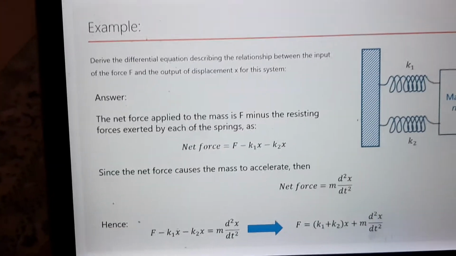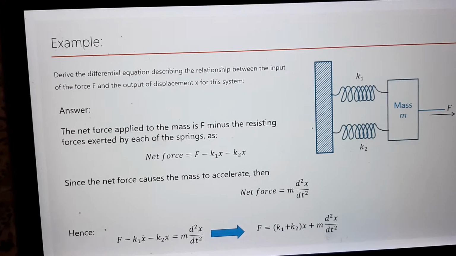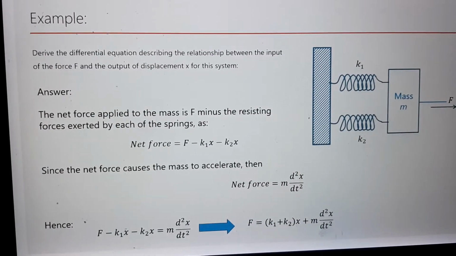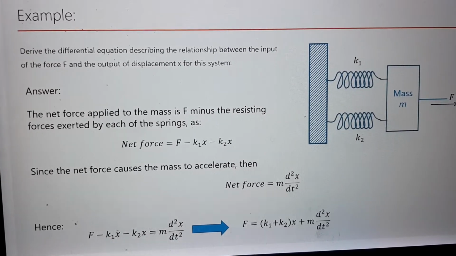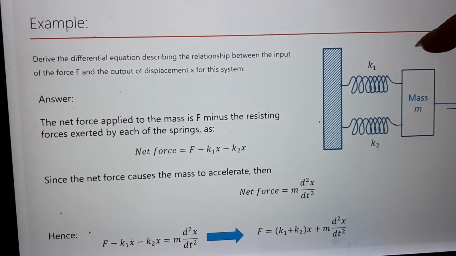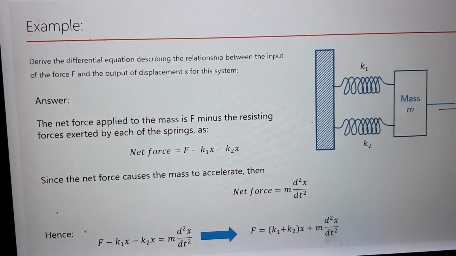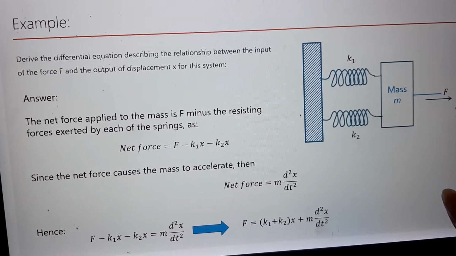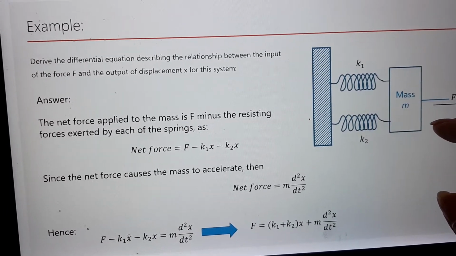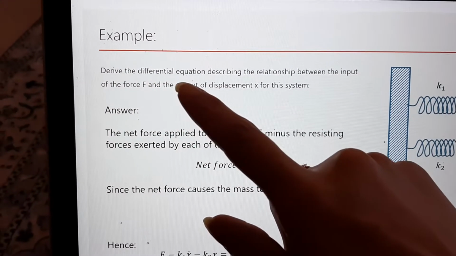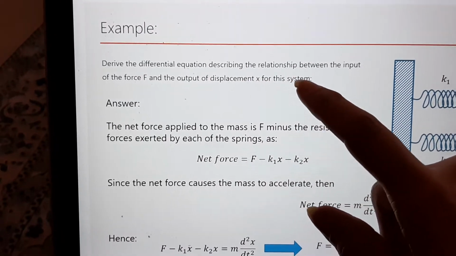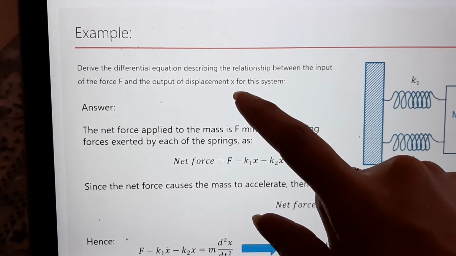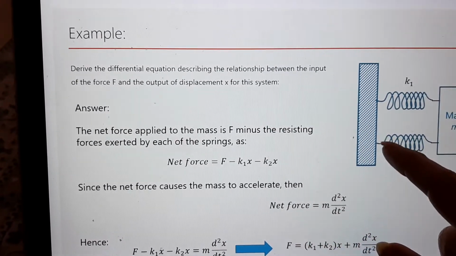Now let's move on to this example. This example is from a book. So we assume that we have a mass, and it is connected to two springs, K1 and K2. And the force F is trying to move the mass in the F direction. Now, the question is saying, derive the differential equation describing the relationship between the input, the force F, and the output, the displacement X, for this system.